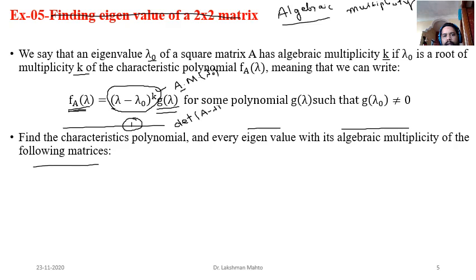Once we have the characteristic polynomial, we can factorize it in terms of its roots, and from there, equating to 0, we will get the eigenvalues, and we will see which eigenvalue is repeated in nature.